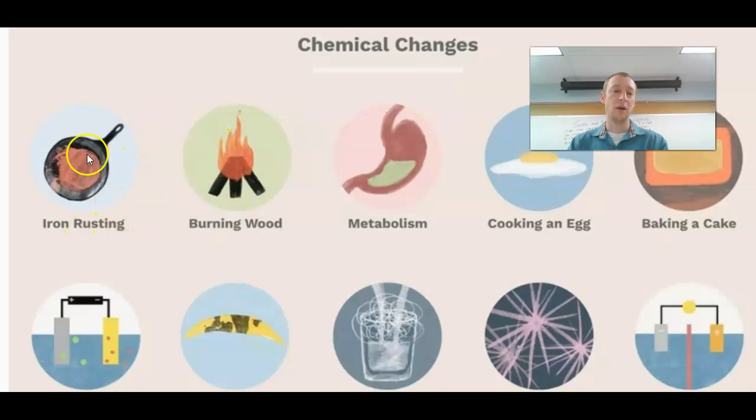Rusting iron. A brand new substance is created here. That rust is totally different from the iron of the pan. Burning wood. We're going to go from wood to ash. It's not reversible. We're making a new substance.